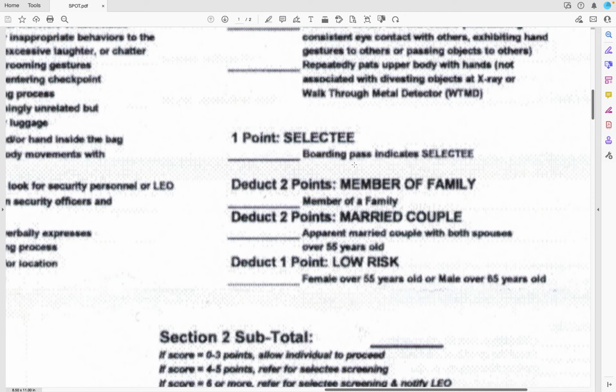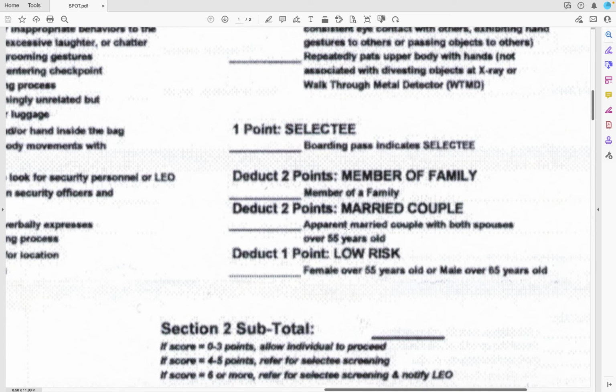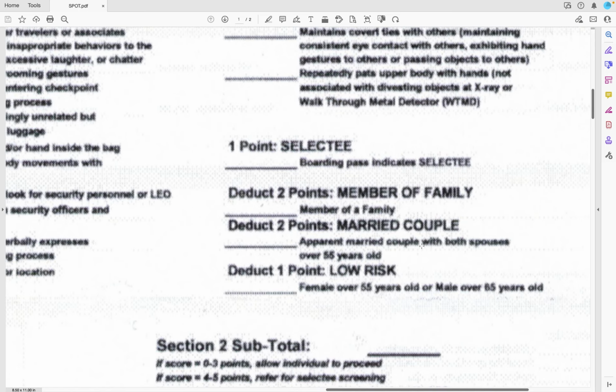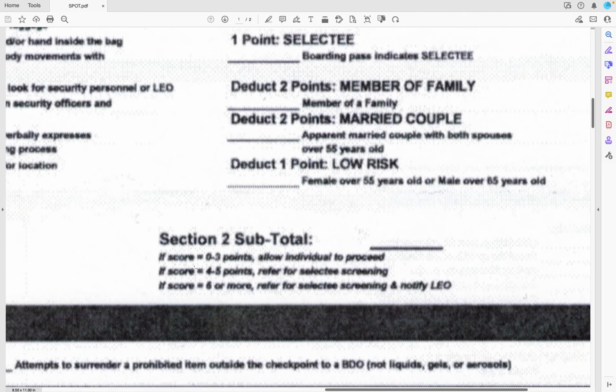Now, if you happen to have a family with you, then that's fine. We'll take 2 points off whatever points you got. If you're married and you're over 55, then that's fine. If you're a female over 55 or a male over 65, then we consider you low risk, and so we'll take a point off for that, okay? So basically, you can do a couple of these things.